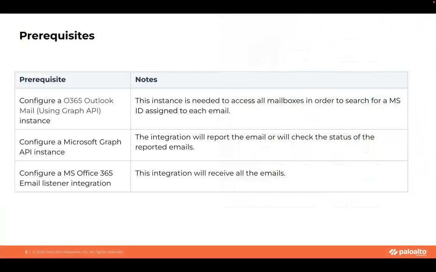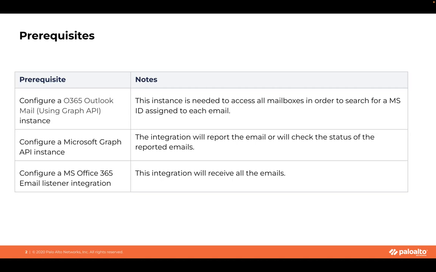The first thing we're going to talk about is the prerequisites. In order to complete this submission to Microsoft, we need to configure an Office 365 Outlook Mail using Graph API instance. This instance is needed to access all the mailboxes in order to search for a specific message or Microsoft ID assigned to each email.